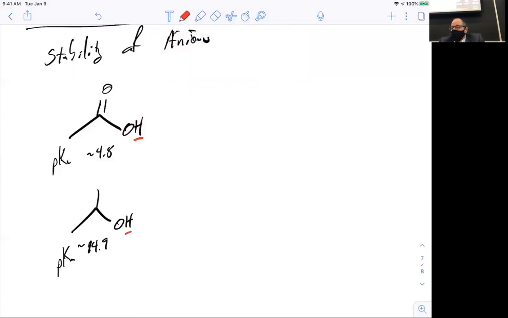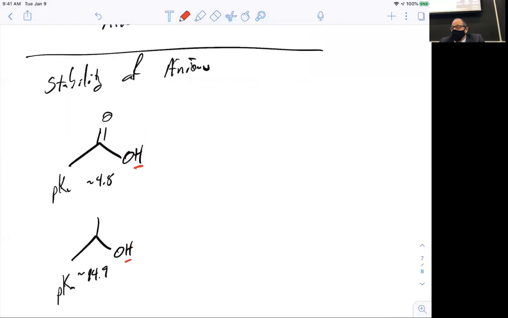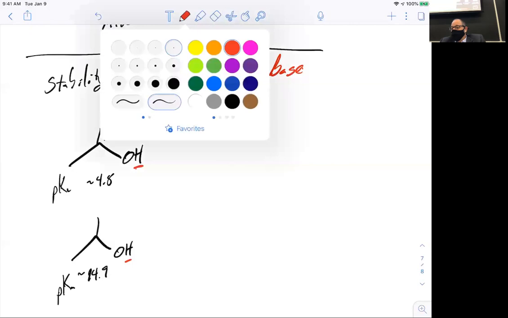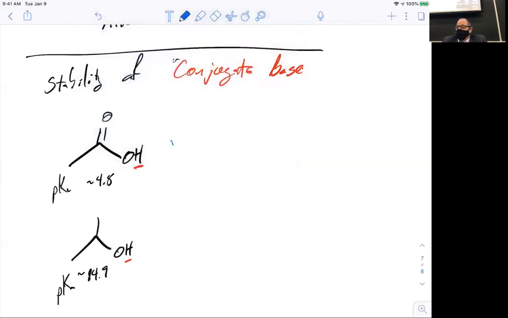So what we want to look at is the stability of the conjugate base. You can have conjugate bases, you can have conjugate acids. A conjugate acid is after I've added the proton or after I've given away the electrons. A conjugate base is after I've removed the proton or after I've accepted the electrons. So we're not going to compare these, but we're going to compare their conjugate bases.